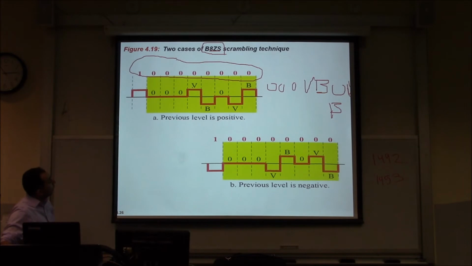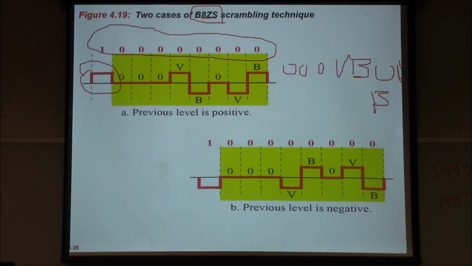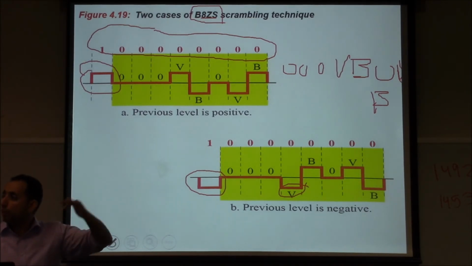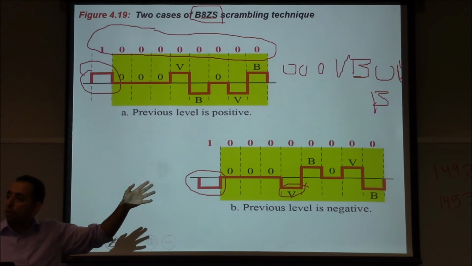What is V, what is B? V has the same polarity as the previous non-zero pulse. The previous non-zero pulse is positive, so V will be positive. B has the opposite polarity to the previous non-zero pulse, which is positive, so B will be negative. Here V is negative. Why? Because the previous non-zero pulse is negative, and V is the same, so V is negative. We use the same code, 000VB0VB, but V and B change their polarity depending on the previous non-zero pulse polarity.